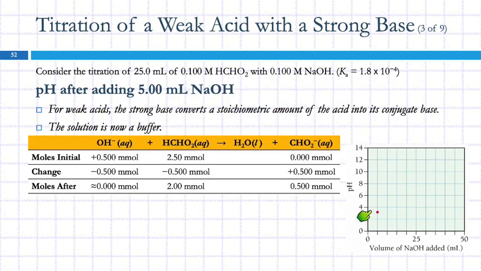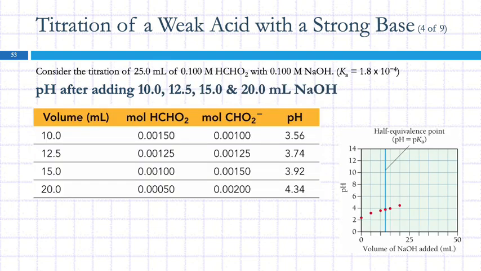Okay, so we plotted the pH here. We keep adding 10, 12 and a half, 15, 20 milliliters of sodium hydroxide. These numbers come from making a stoichiometry table and looking at how things react. And we have amounts for the weak acid and the conjugate base, and so again, we can use the Henderson-Hasselbalch equation to calculate the pH. So the same process we just did with different numbers.